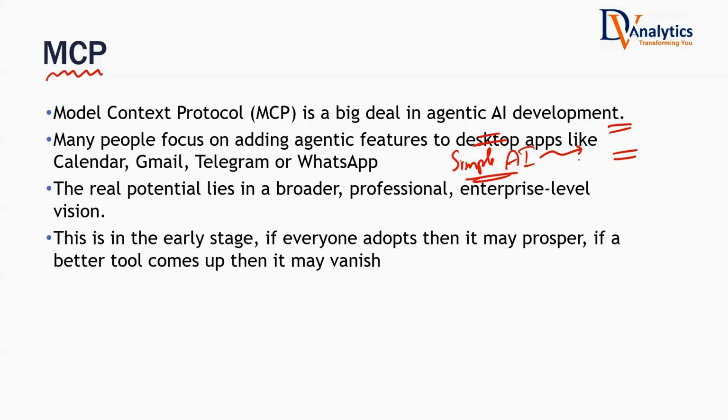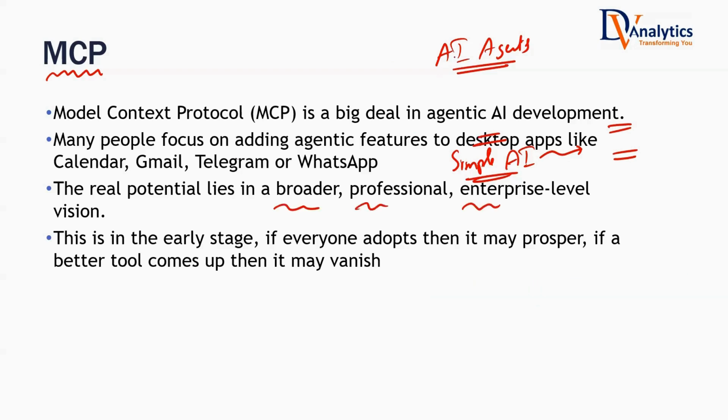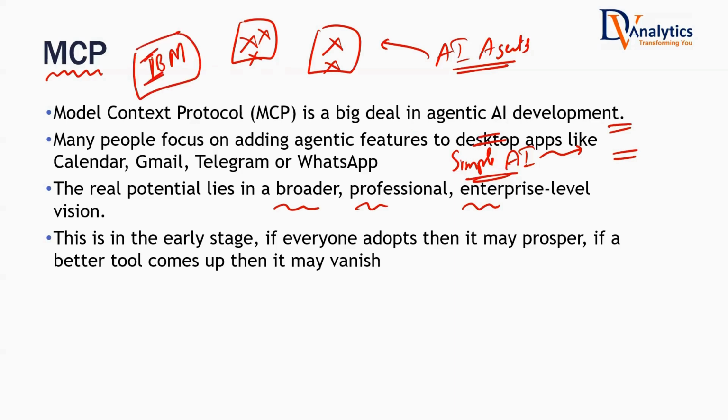But if you take this to the level of building AI agents at an enterprise level, with companies like Oracle and IBM entering the picture, the real potential lies in the broader professional enterprise-level vision. These companies are not going to build AI agents that act as personal assistants to update a calendar or send an automatic reply on Gmail. When big companies like IBM build agentic AI systems, they must be doing something very big for their clients.